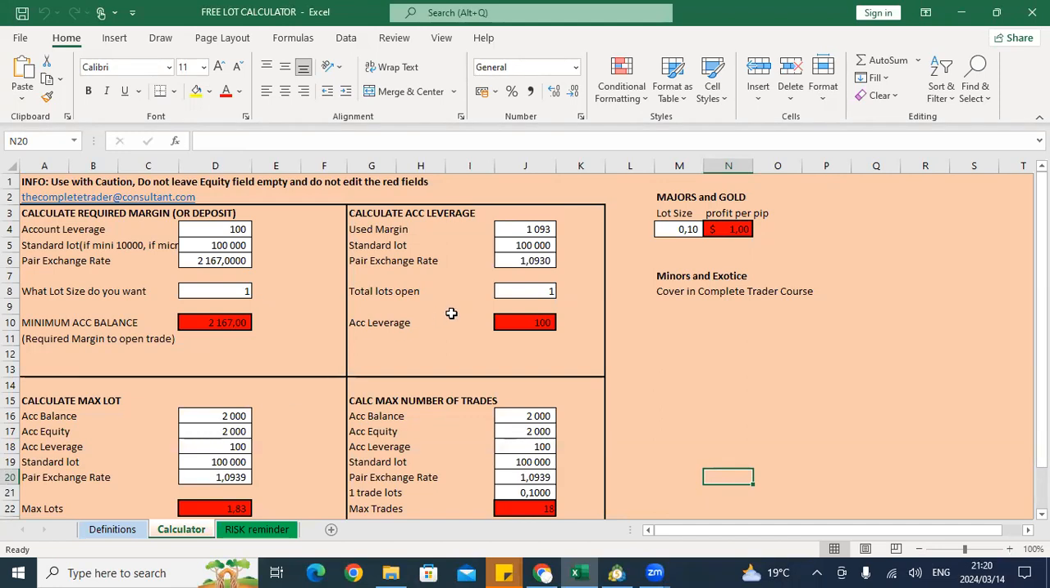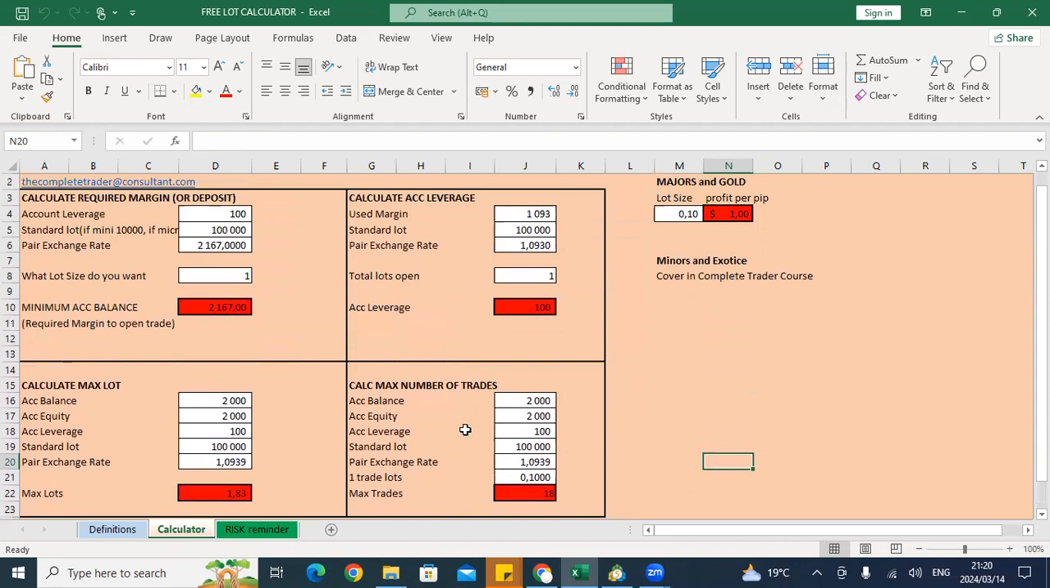And then there's the leverage calculator as well. So it can help you calculate leverage. It also helps you calculate the maximum number of trades that you can open in a particular lot size, right? And also here it helps you to calculate the amount of profit that you would get per pip of a particular asset.